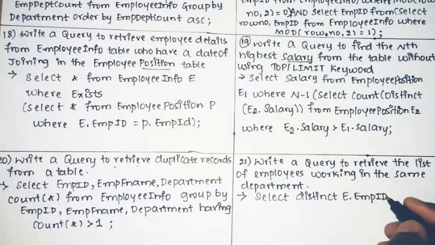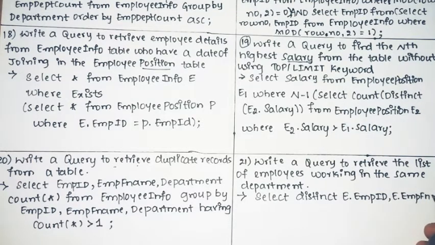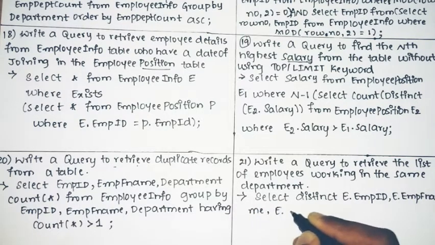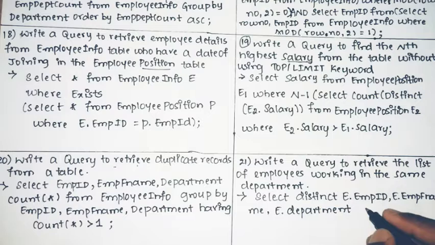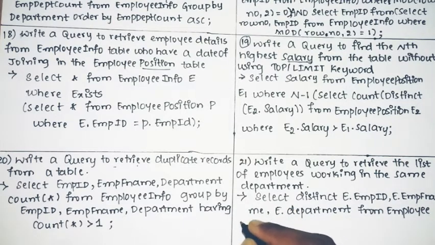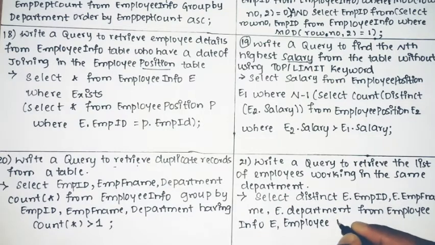Then after that you need to consider first name as well as the department. So E dot employee ID, E dot employee first name, comma E dot department. Then from the name of the table, from employee info E comma employee E1, one more I am going to consider, followed by the where clause.